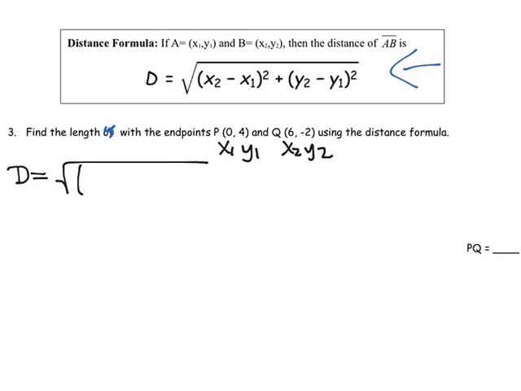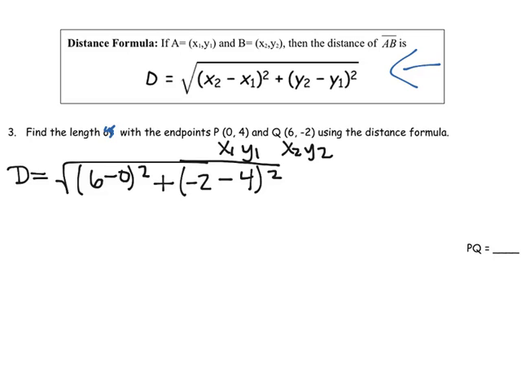So if I have under the square root, we have our x2 minus our x1. So 6 minus 0 squared, don't forget that, plus, parentheses again, I'm going to extend my square root, y2 is a -2 minus 4 squared. And that's all we had to plug in our formula. Now we're going to go ahead and simplify.